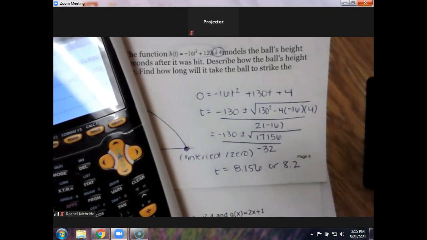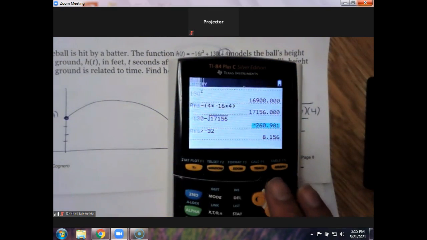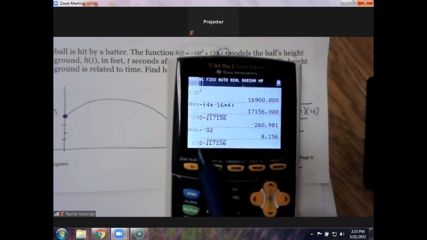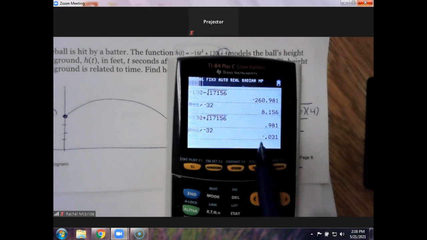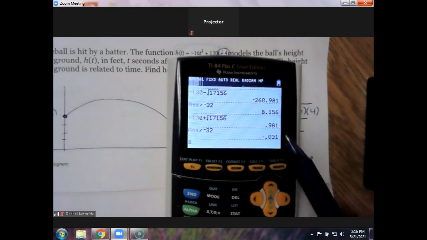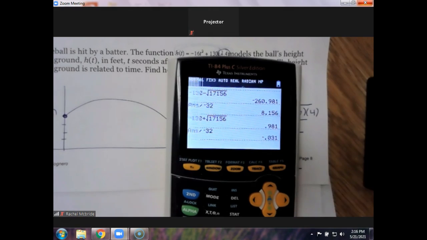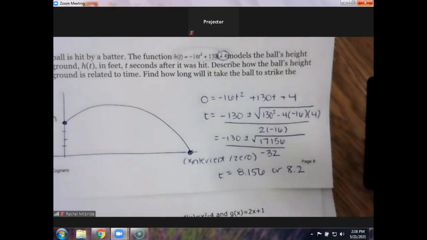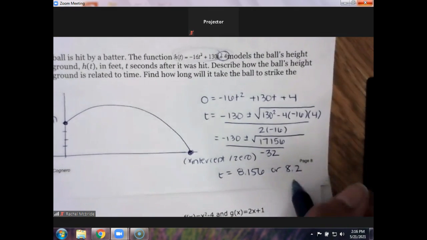For that, 8.2. And then you do it again, but this time, instead of subtracting the square root, you add it, and then divide by -32, and we pretty much get 0. And you get a negative, and we know that time can't be negative, so we toss that answer out. So that's how we know the ball hits the ground at 8.2 seconds.